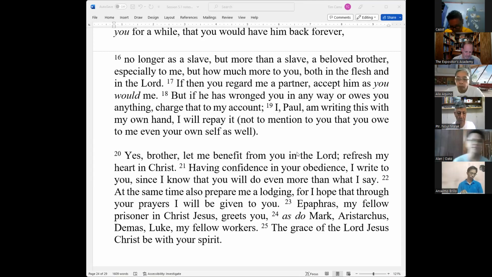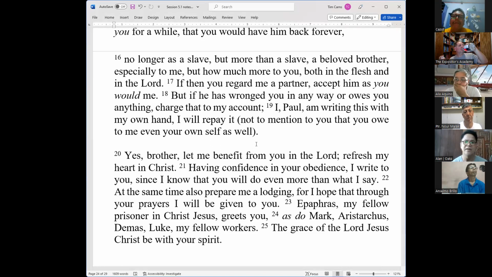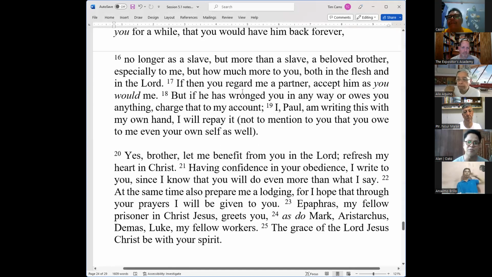No longer as a slave, but more than a slave, a beloved brother, especially to me, but how much more to you, both in the flesh and in the Lord. If then you regard me a partner, accept him as you would me. But if he has wronged you in any way or owes you anything, charge that to my account. I, Paul, am writing this with my own hand. I will repay it, not to mention to you that you owe to me even your own self as well.